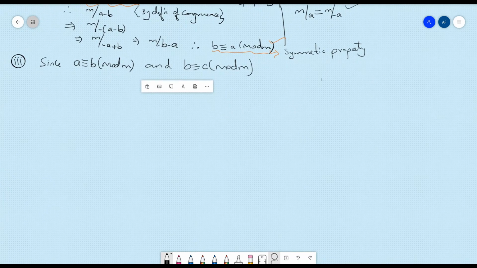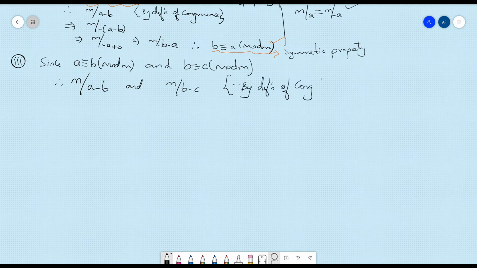This by the definition I can write down. Therefore, M divides A minus B, and this one I can write down, M divides B minus C. These two things I have written here by the definition of congruence. So that implies M divides (A minus B) plus (B minus C).